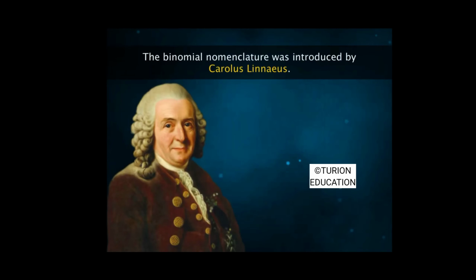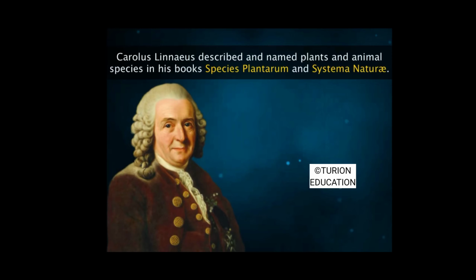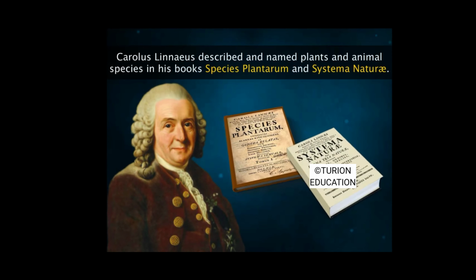Binomial nomenclature was introduced by Carolus Linnaeus, who is regarded as the father of taxonomy. Carolus Linnaeus published two books, Species Plantarum and Systema Naturae, where he described and named over thousands of plants and animal species.